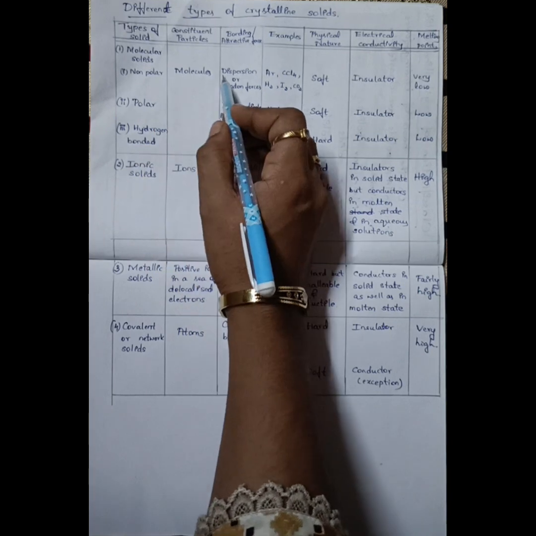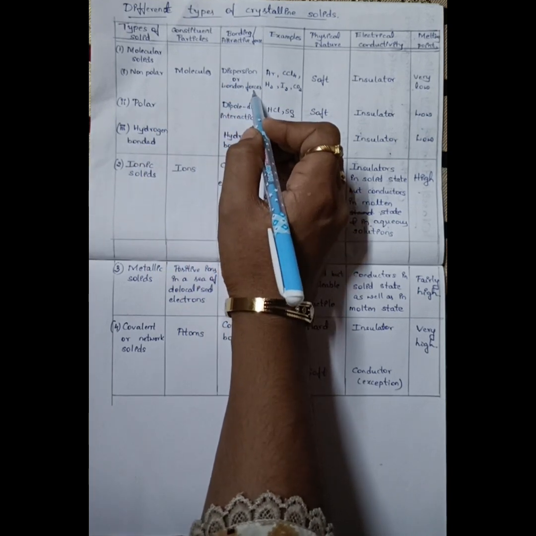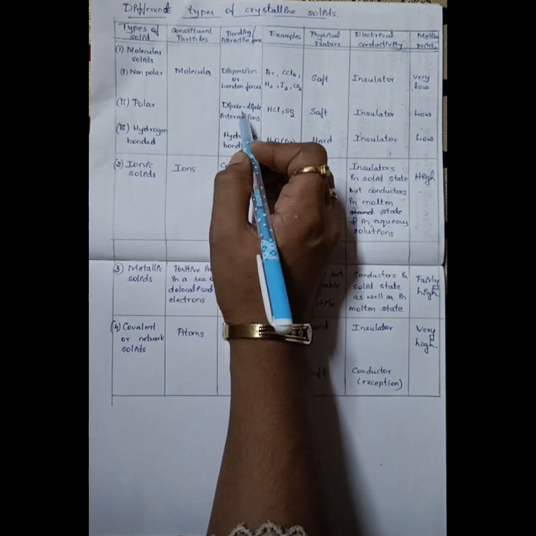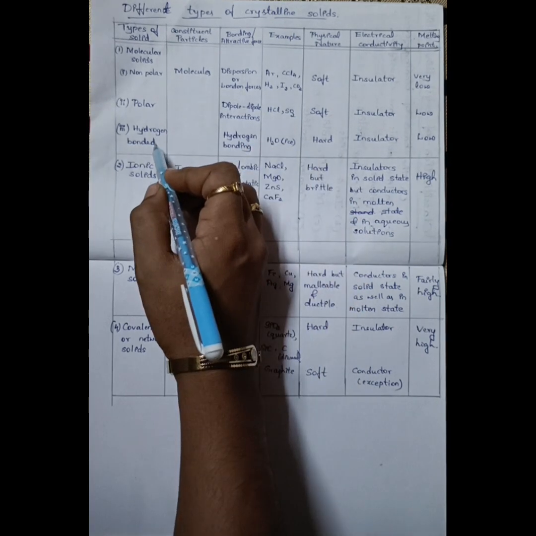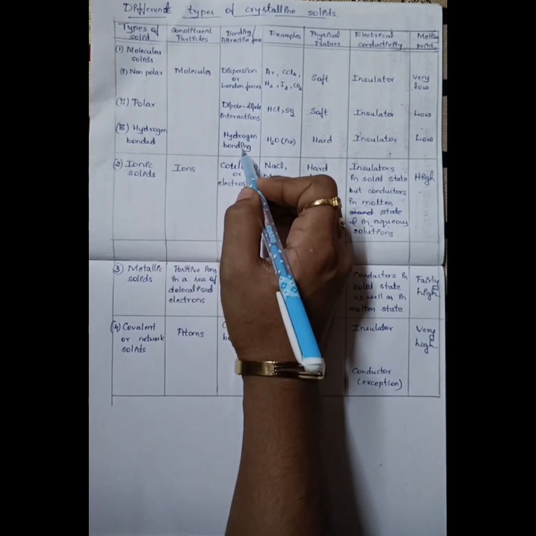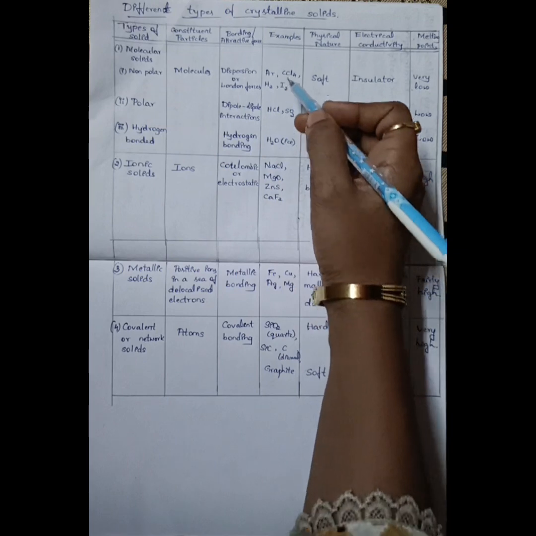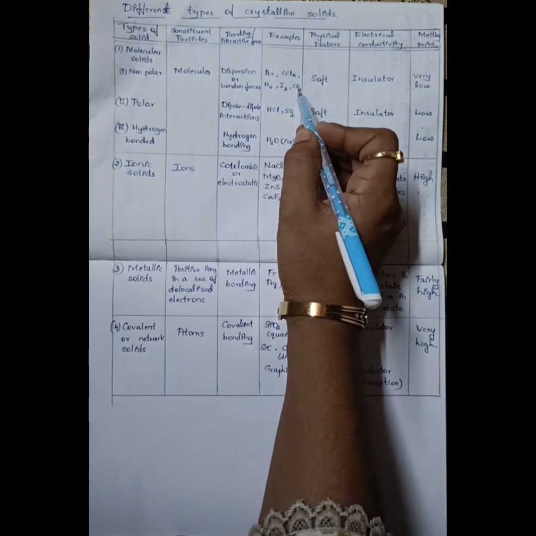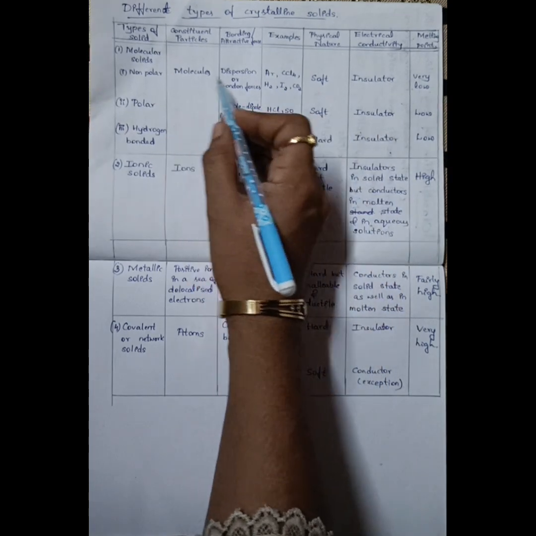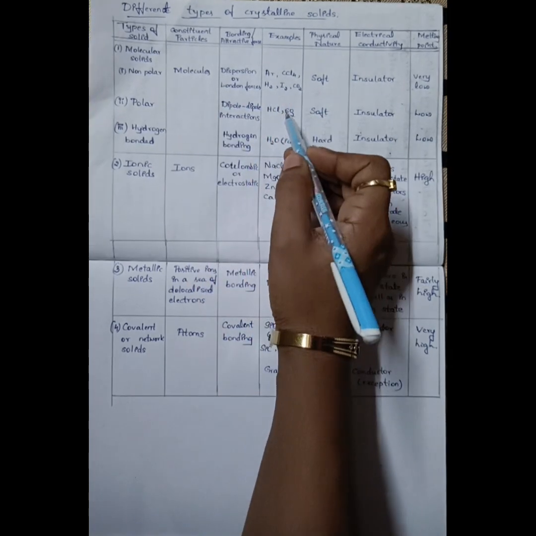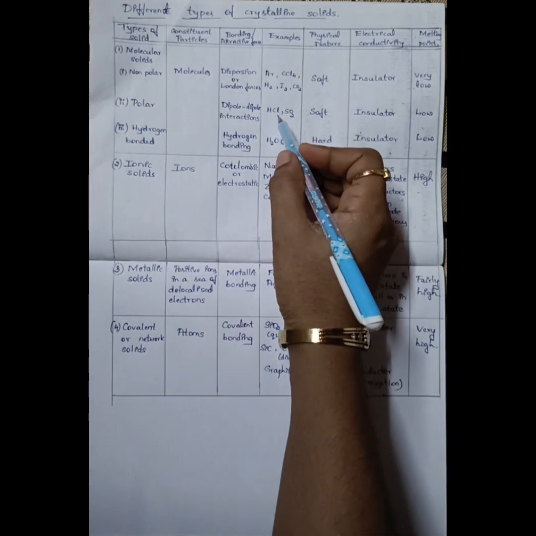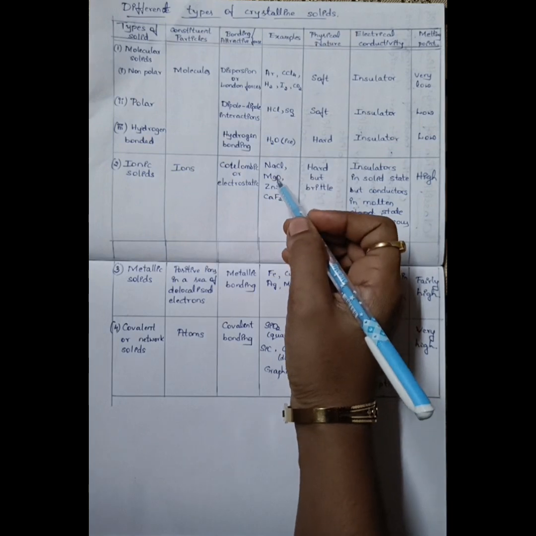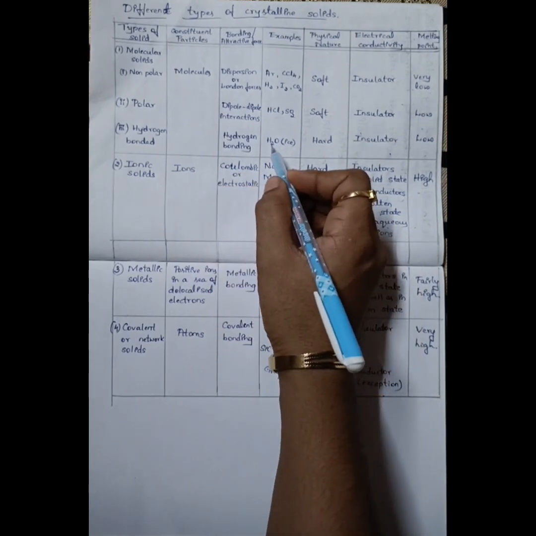In non-polar, dispersion or London forces act. In polar, dipole-dipole interaction, but in hydrogen bonded, hydrogen bonding is seen. Examples: argon, carbon tetrachloride, hydrogen, iodine, carbon dioxide are examples for non-polar molecular solids. For polar molecular solids, examples are HCl and sulfur dioxide, SO2. For hydrogen bonded, water.